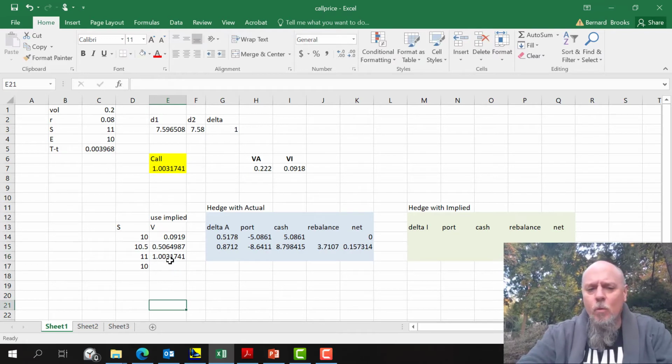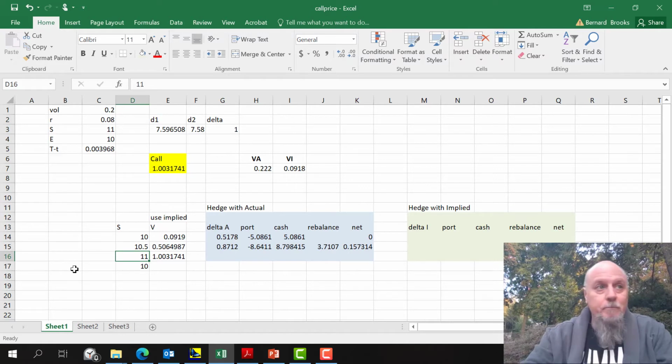I knew it was going to be worth more than $1 because the stock's at $11. The payoff, if we cashed the option in right now, you'd get $1. It's worth a little bit more than $1 because there's still a chance that the stock goes higher. I use the implied volatility here.